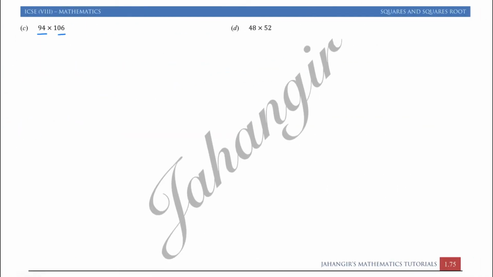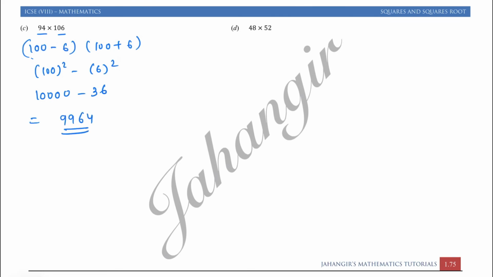94 and 106. So this is simple. By looking I can say it's 100 minus 6 and 100 plus 6. You should learn how to predict this. Again a minus b, a plus b, that is 100 square minus 6 square. 100 square is 10,000 minus 36. So subtracting, you will get 9964.